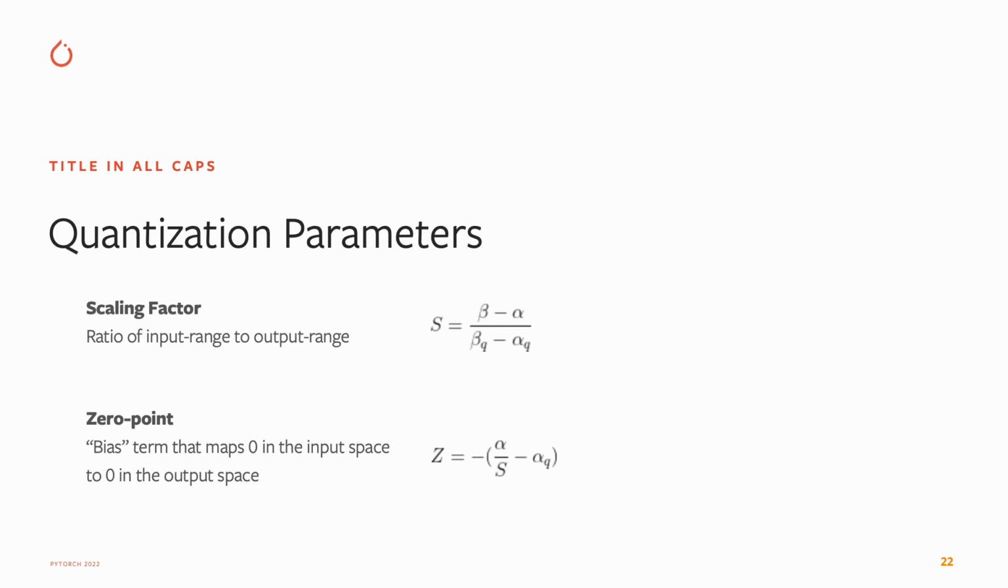So now we understand how quantization works intuitively. It's pretty simple, right? There's just an affine transformation. But when we start to scale things out to the level of entire neural networks, things can start to get a little trickier.